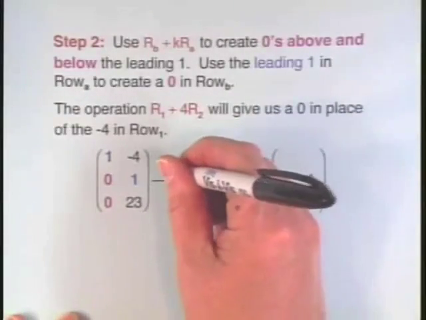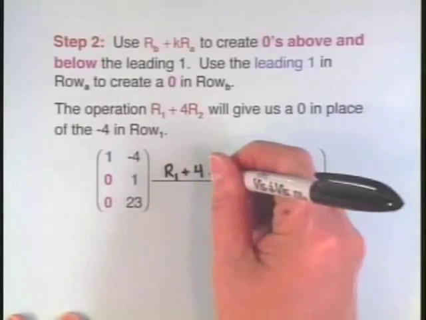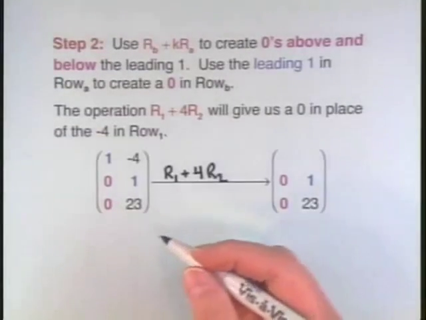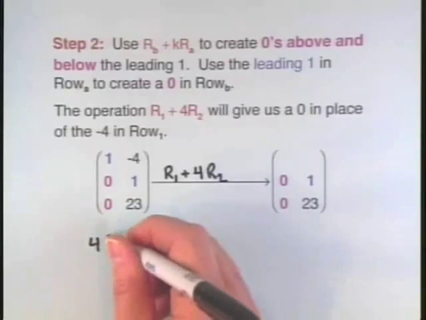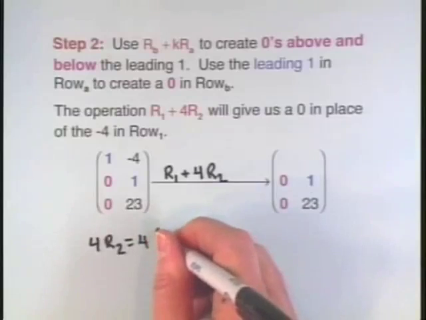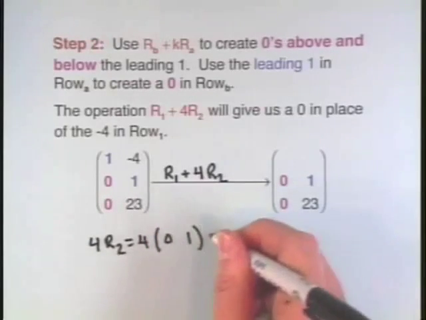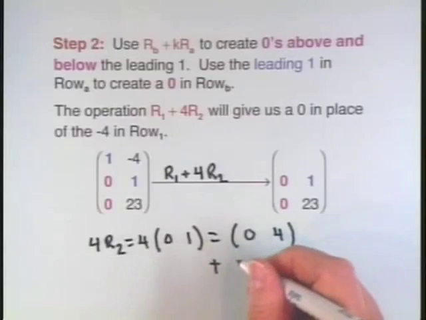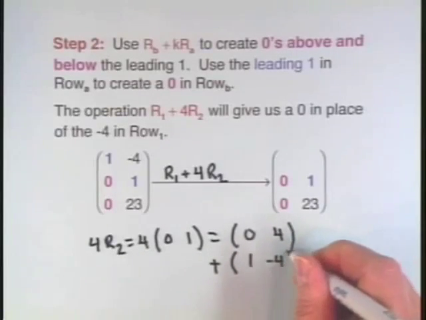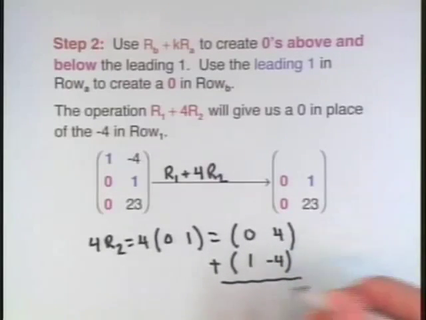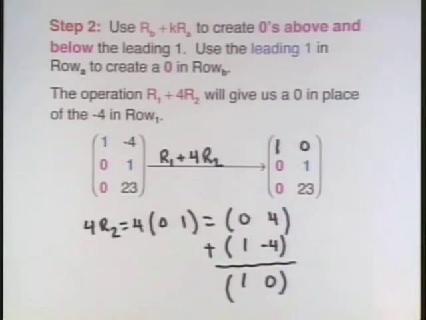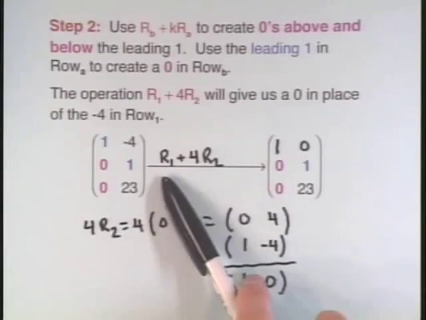So our operation is R1 plus 4 R2. Rows 2 and 3 stay the same. We're going to change row 1. So we have 4 times R2, which is 4 times 0, 1, which gives us values of 0, 4. And we're going to add 1, -4, our previous row 1, and get values of 1, 0. So this is our new row 1 with 1, 0. Notice that we used a multiple of row 2 and replaced row 1.